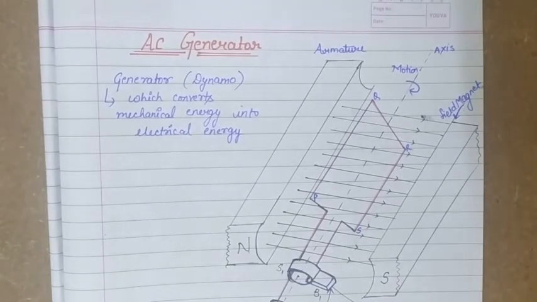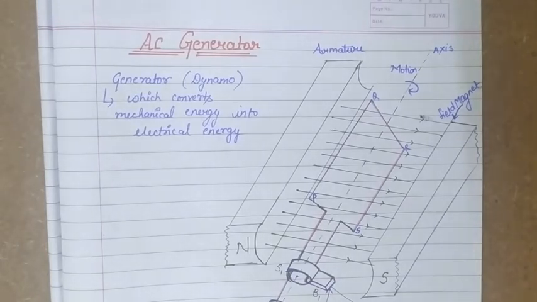Now when it comes to AC generator, in AC generator specifically it is mentioned that it is a device which converts mechanical energy into alternating form of electrical energy. Now alternating form means it produces a current that alternates or changes its direction regularly after a fixed interval of time, or we can say periodically.